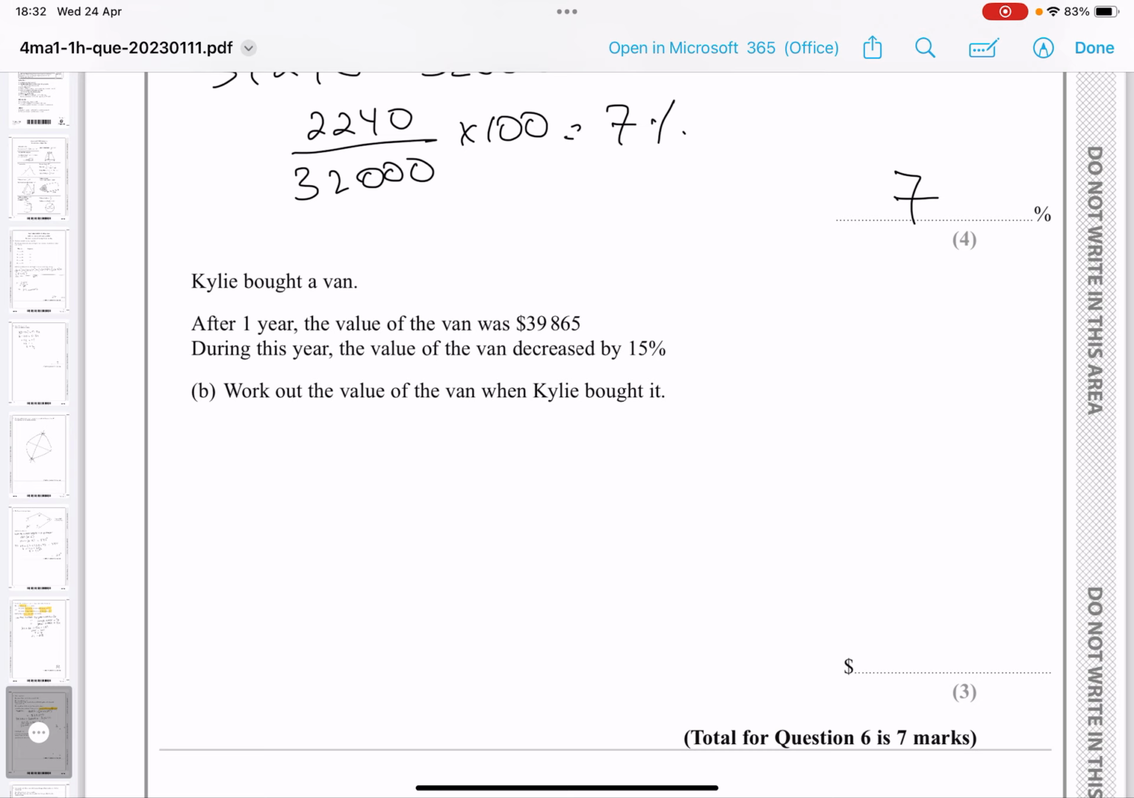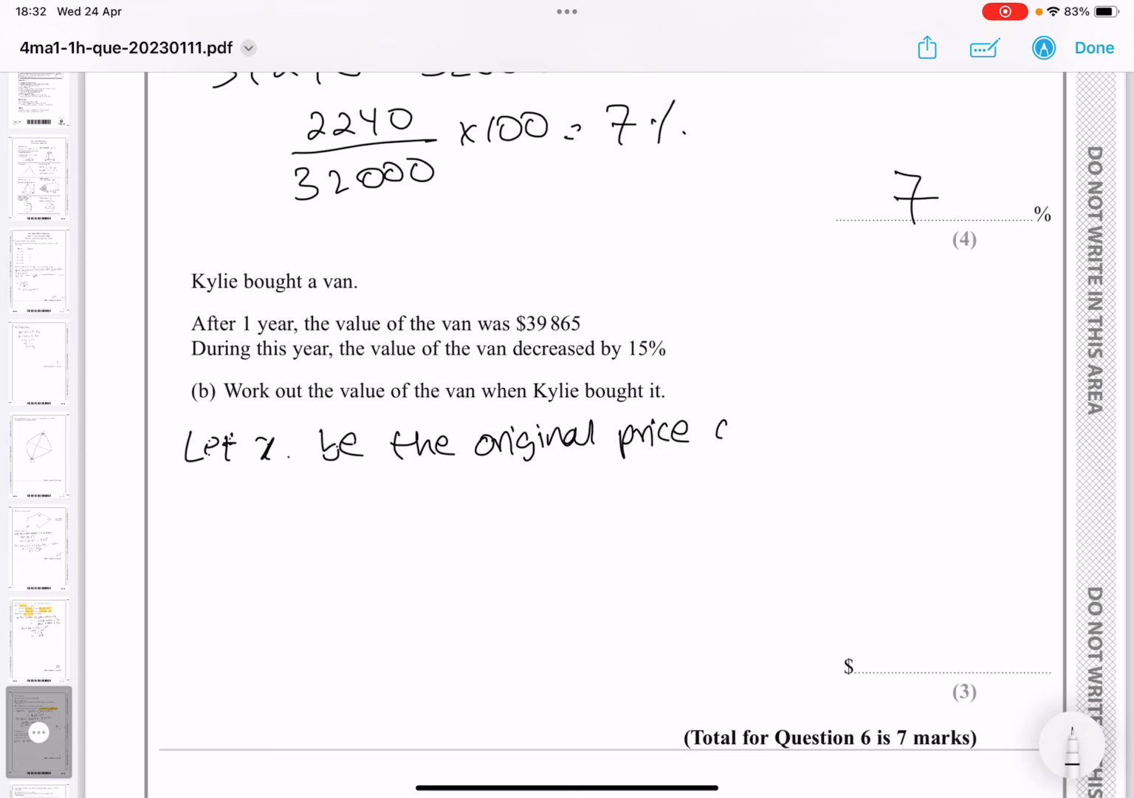Okay, so again, I'm going to use a variable here because we don't know what the original price of the van was, so that's what we're trying to work out. So let x be the original price of the van. Okay, let x be the original price of the van. So what we do know is that after 1 year, the value of the van was $39,865, and it's decreased by 15%. So because it's decreased by 15%, that means the final price of the van is 0.85x.